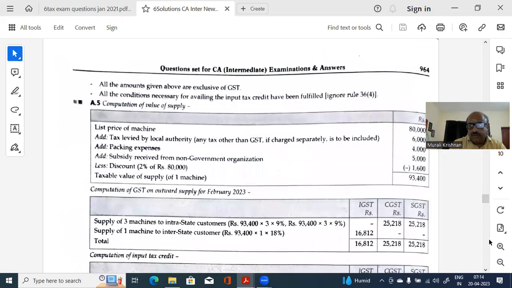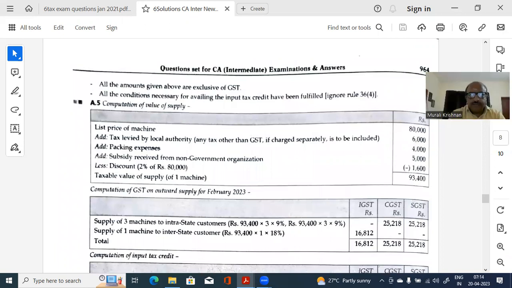This is the question part. This is the answer part. Now see what they have done. List price 80,000 that they have added. Tax levied, any other tax other than GST if charged, is to be included. That is local taxes, anything other than GST has to be included. That is added. Packing expense is given. That is to be added. Subsidy received. See, 5,000 is added by a non-governmental agency. Therefore, 80,000 plus 5,000 has been taken.